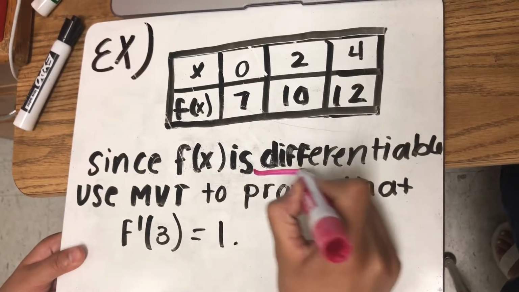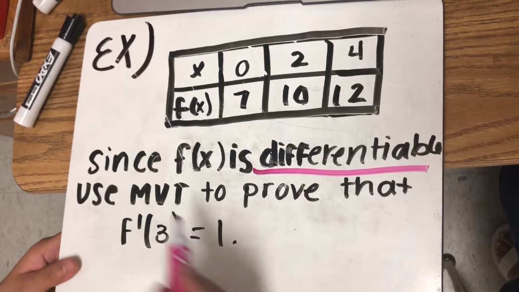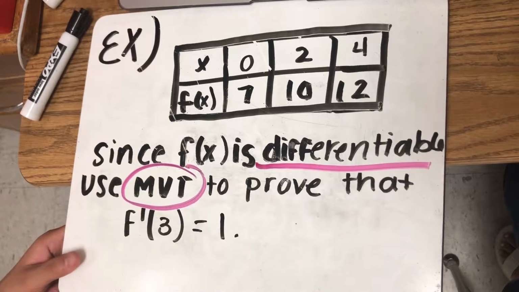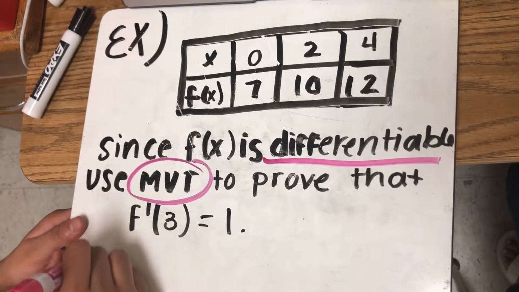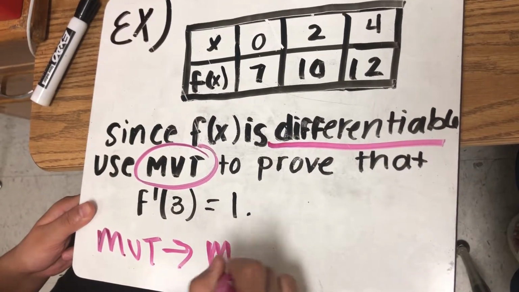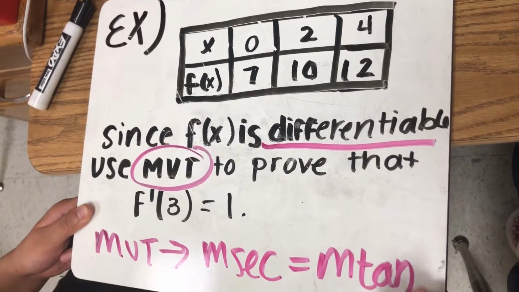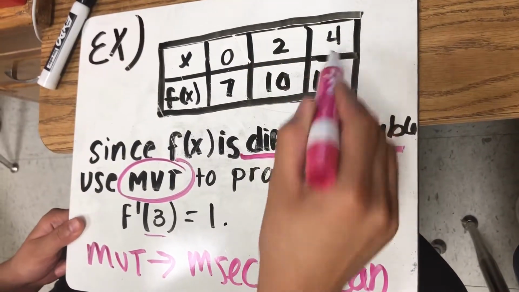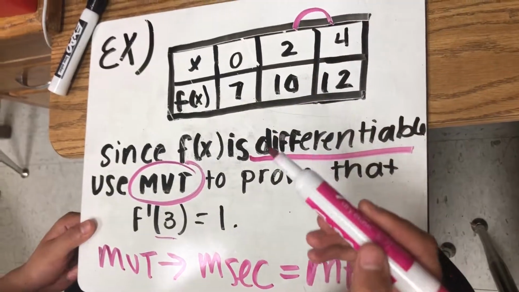As you can see, we have a graph with the numbers 0, 7, 2, 10, and 4 and 12. So the problem says, since f of x is differentiable, use MVT to prove that f prime of 3 equals 1. Now, it is very important to know that the function is differentiable and that they're asking you to use MVT. Now, we know that MVT means that m secant is going to equal your m tangent. In this problem, they're asking us to find f prime of 3 equals 1, but in the graph, we don't have a 3. Therefore, we're going to use the numbers 2 and 4 because the 3 is in between.